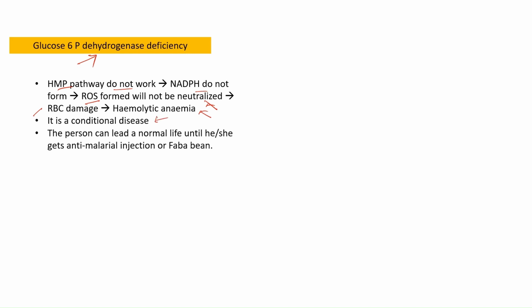The person can lead a normal life until he or she gets an anti-malarial injection or fava beans. Once an individual gets an anti-malarial injection, the level of ROS, that is reactive oxygen species, increases in our body. Because of this enzyme deficiency, the ROS cannot get neutralized, so it will cause the death of the individual. So this is a conditional disease. The person can lead a normal life until they get this injection.